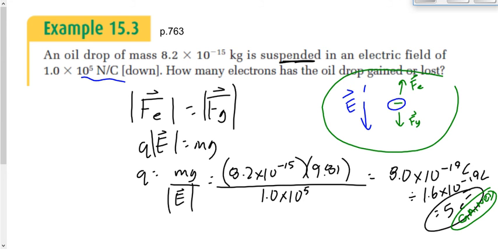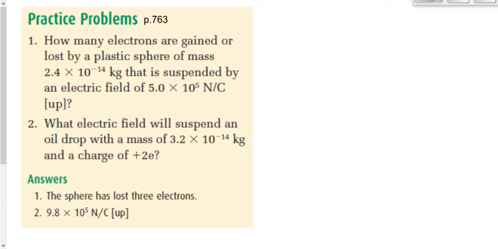A couple questions for homework on page 763. Let's deal with questions 1 and 2. In part B, don't ignore the gaining or losing 3 electrons. Don't ignore the direction of the electric field. Okay, and again, a reminder, mathematically, these are pretty straightforward. This part of the problem, the gaining or losing, the upward or downward field, that's what gives people trouble. Draw the picture with the field direction and the force direction, and it should be a little bit easier for you.